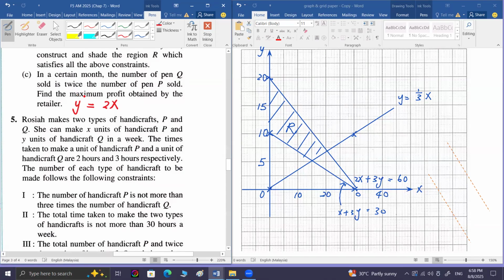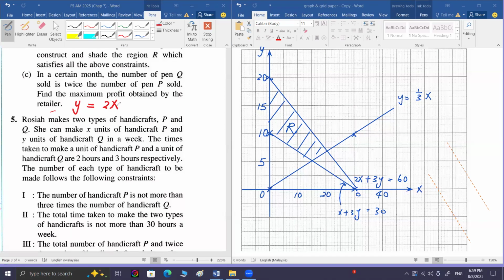Then you are asked to find the maximum profit obtained by the retailer. The retailer means maximum profit. So class, it's not like just now where we have to shift the line. So this one is a bit different. Okay, we see what is the difference.